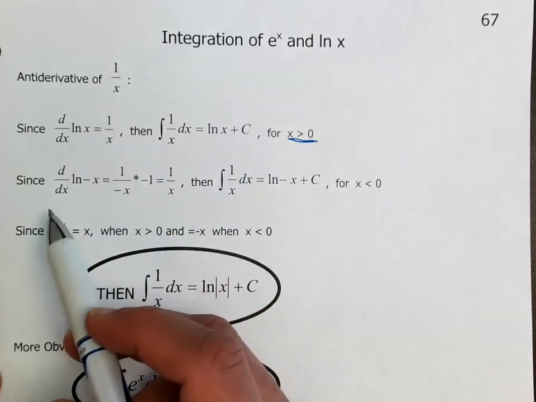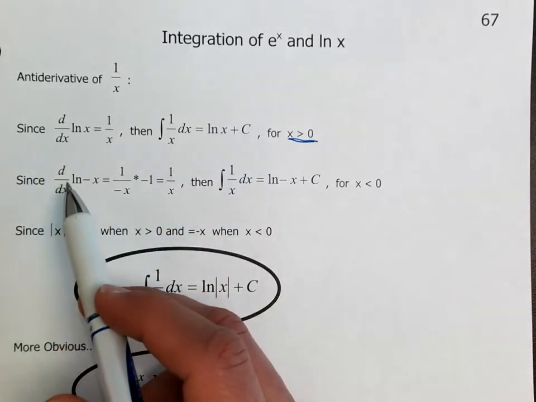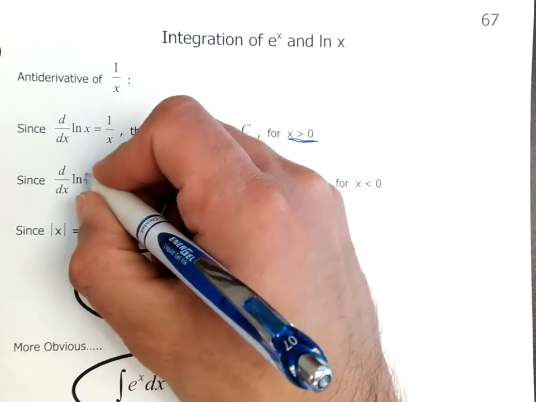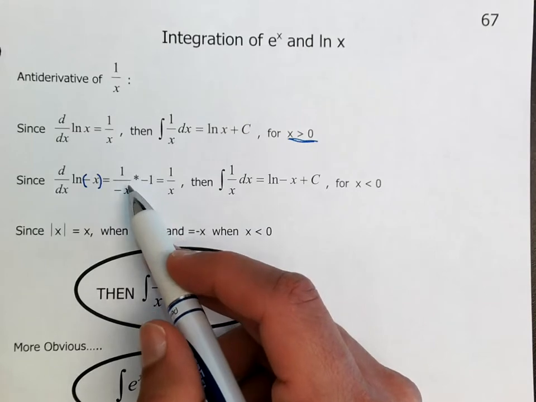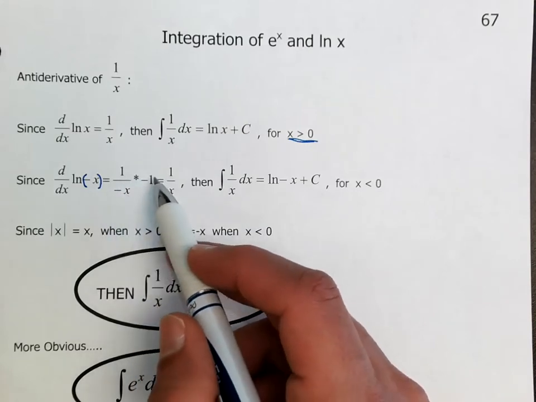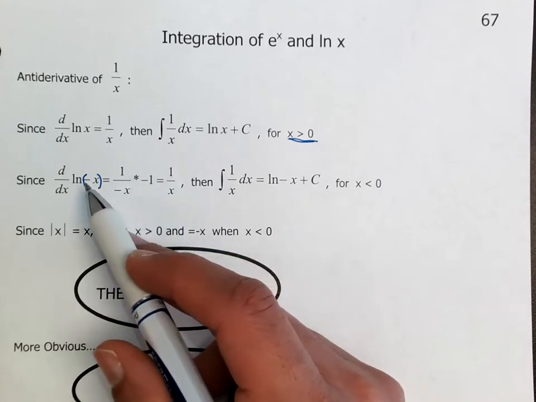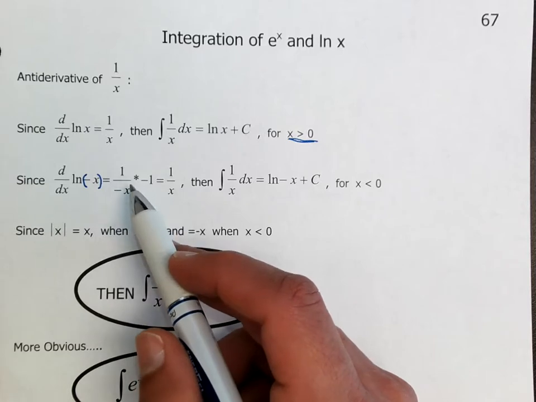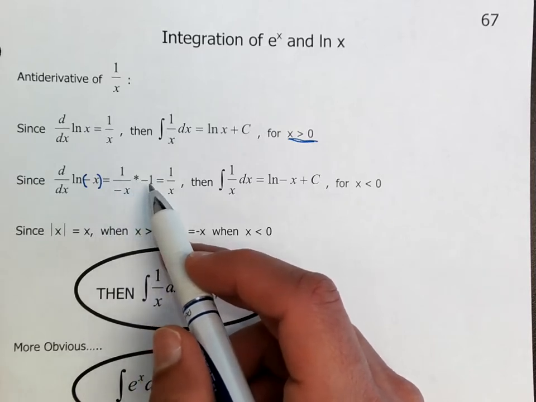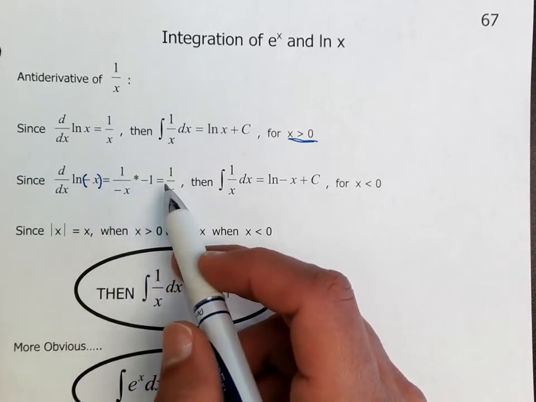So also, the derivative of the natural log of negative x is equal to 1 over negative x times the derivative of negative x, which is going to be negative 1. Okay, so again, the derivative of natural log of negative x is equal to 1 over negative x times negative 1. Well, that's going to give you also 1 over x.